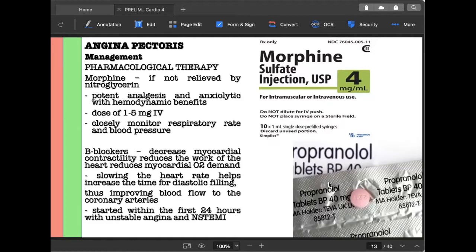Okay, so we also have your beta blockers. Decreased myocardial contractility reduces the work of the heart, which reduces the myocardial oxygen demand. So if you're going to notice, most of the medications that the patient is taking in terms of angina pectoris is to balance the demand and supply of the oxygen level.